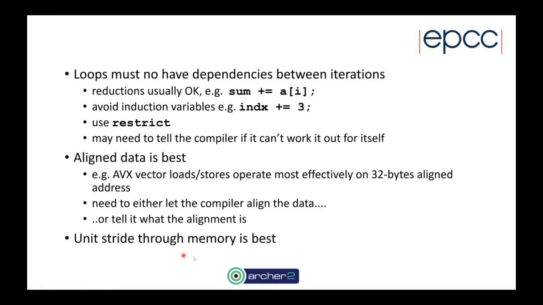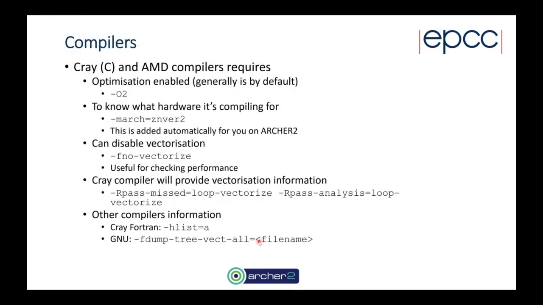And likewise, unit stride through memory is best. So that means, you've got an array, you access element 0, then 1, then 2, then 3, then 4, then 5. Vectorizing that gives you better performance than, say, accessing element 0, then 2, then 4, then 6, then 8. Because in the second case, when you have to access every other element, you've got to load twice as much data in to get the same number of vector operations. And loading and storing data is very expensive. So if you can have data access patterns which work unit stride data, then that will give us our best performance.